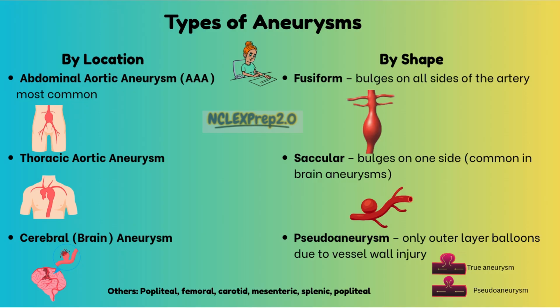Aneurysms are classified in two ways: by location. Abdominal, thoracic, and brain are the major ones. Of course, you can have an aneurysm anywhere along the arteries, even in the mesenteric artery supplying the GI tract.